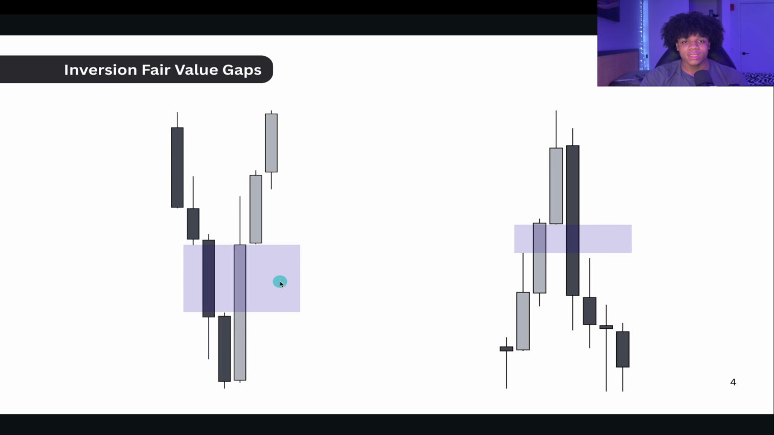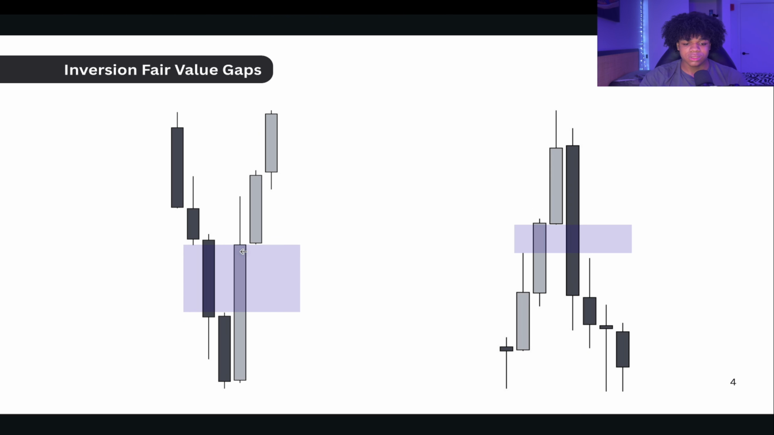So the way that we are supposed to use inversion fair value gaps is it shows us that the previous side of the market that was in control is now being disrespected. So here we have a bearish fair value gap, right? We have these 3 candles that are moving downward, okay? And what you can see is that buyers, they start to step in. And as you can see, price has a candle closure through that gap, okay?